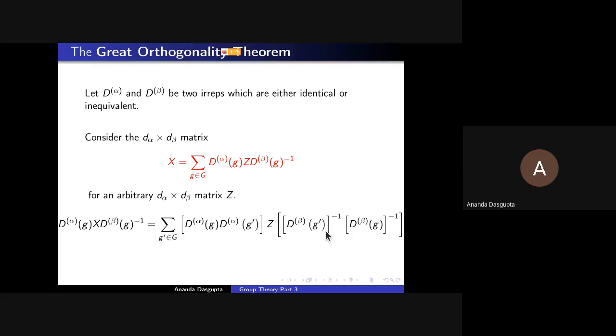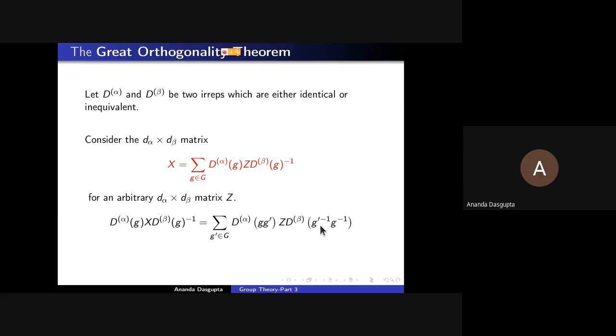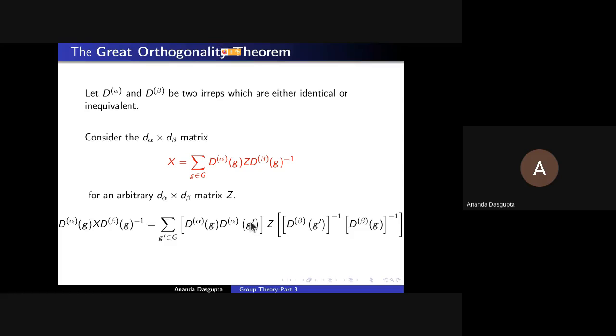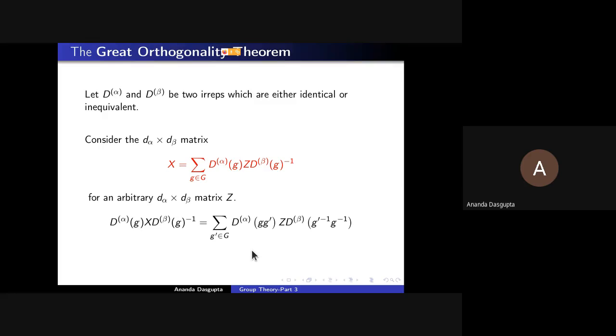And what is this? This is d beta of G prime inverse G inverse. But what is G prime inverse G inverse? It is G prime's inverse, right? That's something I guess everybody knows, that when you invert, you get the different order. So it breaks up like this. Oh, sorry, I got it the wrong way. This is what you have.